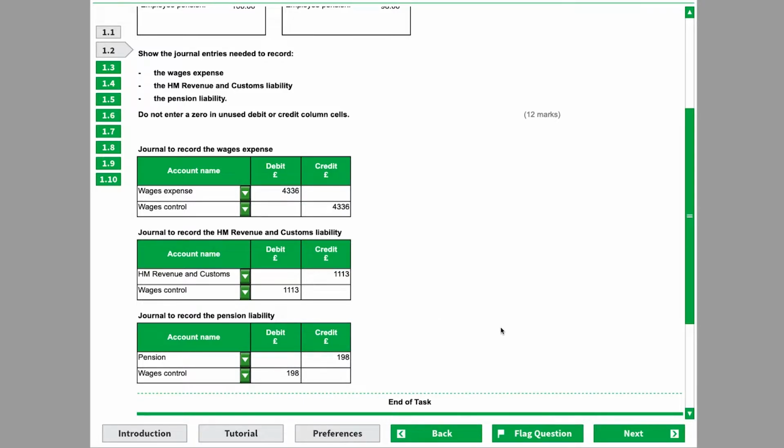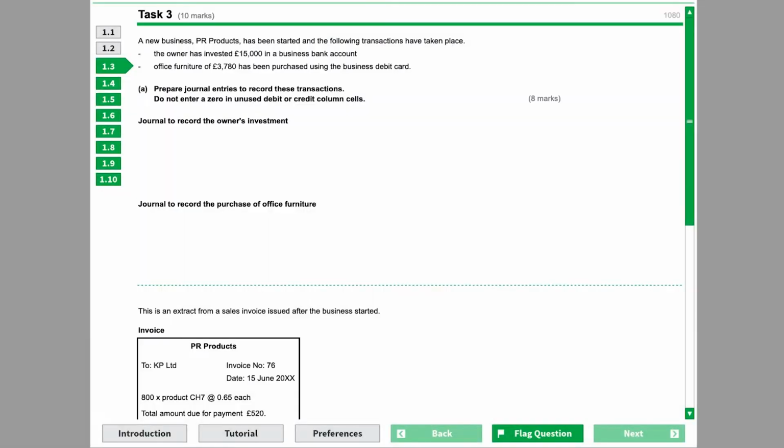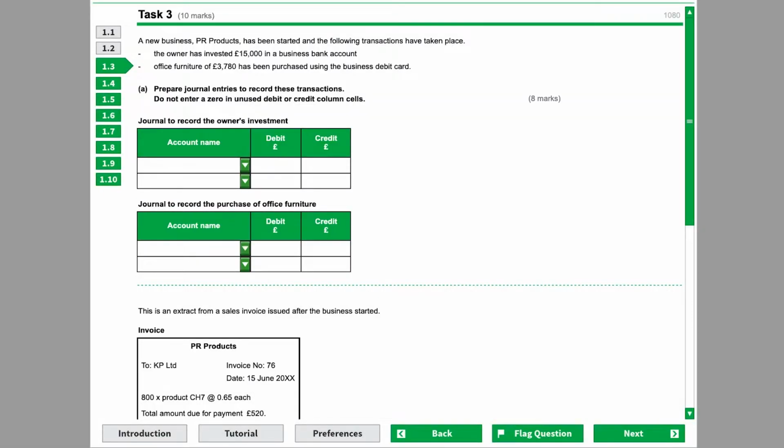Moving on to task 3 then, which is worth 10 marks and is designed to test the preparation of journal entries to write off irrecoverable debts. You can also test the preparation of journal entries to record opening entries for a new business. Let's get into it then. A new business, PR Product, is being started and the following transactions have taken place.